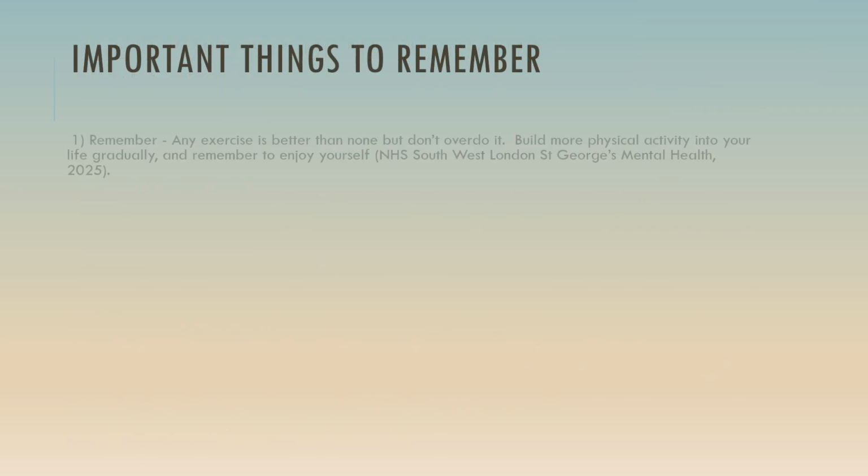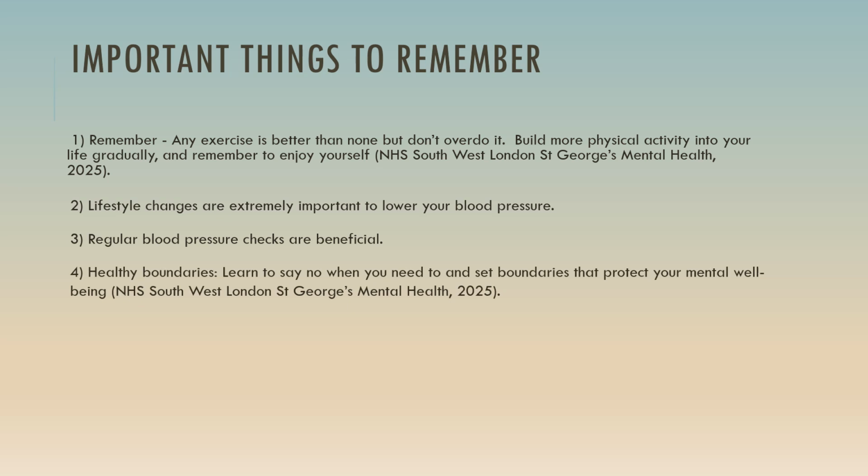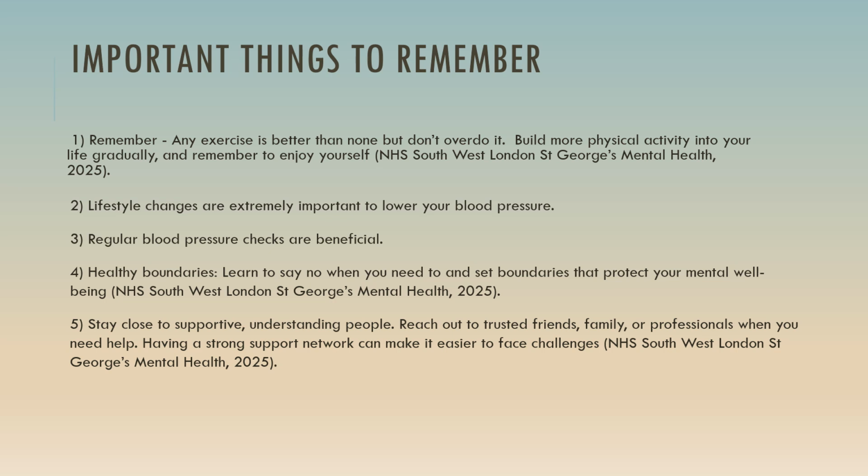Important things to remember. Any exercise is better than none, but don't overdo it. Lifestyle changes are extremely important to lowering your blood pressure. Regular blood pressure checks are beneficial. Healthy boundaries. Learn to say no when you need to and set boundaries that protect your mental well-being. Stay close to supportive, understanding people. Reach out to trusted friends, family, or professionals when you need help. Sometimes hypertension needs to be treated with medication, especially with stage 2 and 3.